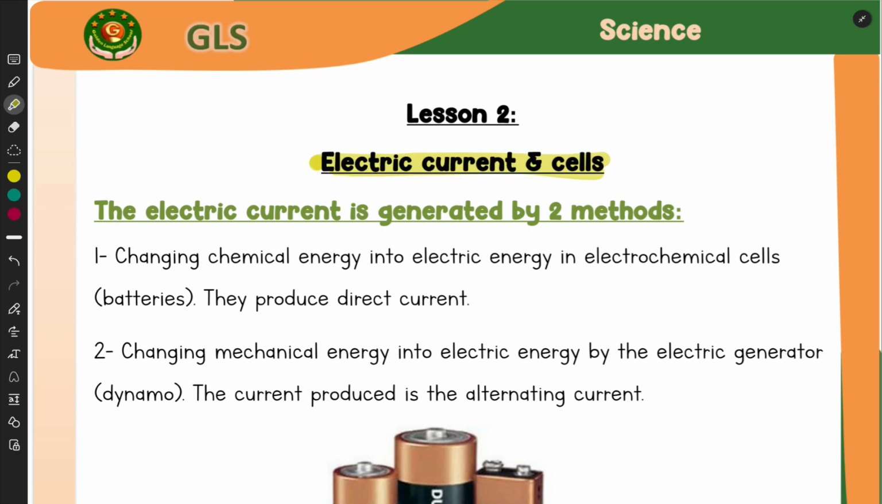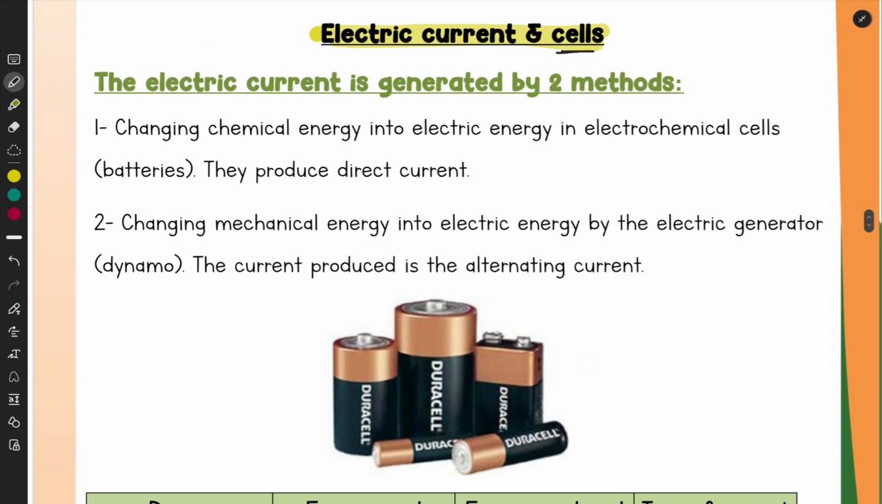We know from the first lesson in unit 2 that the cell here is not the human cell or animal cell or plant cell. It is a battery. The battery we use to operate devices in our homes, like your smartphones, your remote control. Anything is called a battery.